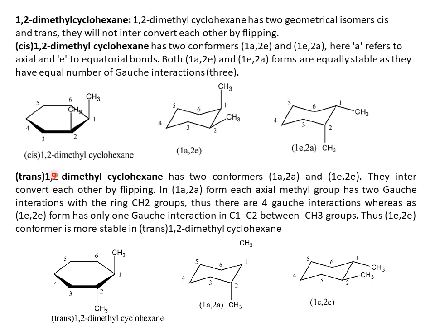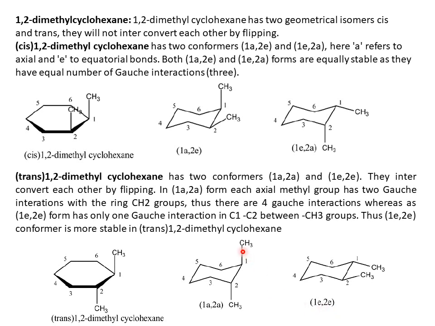Let us evaluate the trans isomer. The trans isomer can be represented in the Fischer projection formula like this, and two conformations are possible. One is this chair form. This is an axial methyl on the first carbon atom. Here also an axial methyl, running opposite, so it can be represented as the trans isomer. So 1A, 2A is one conformer, and by the flipping process the axial methyl group is converted to an equatorial methyl group, and this axial methyl is also converted to equatorial. So this is another conformer, 1E, 2E.